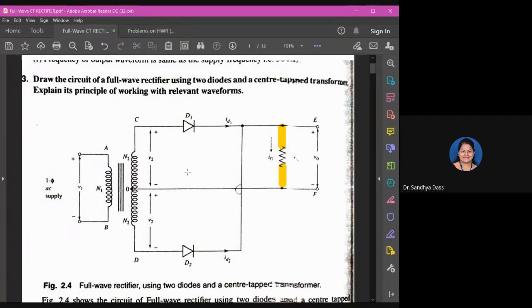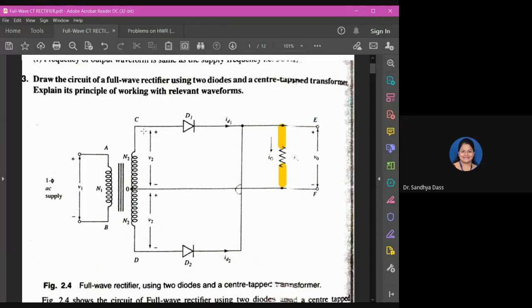During the positive cycle, when C is positive, D will be negative. I hope you are able to see the circuit there. When C is positive, D will be negative. Because of the forward bias condition, D1 will be conducting, and D2 will be switched off because it is reverse biased.